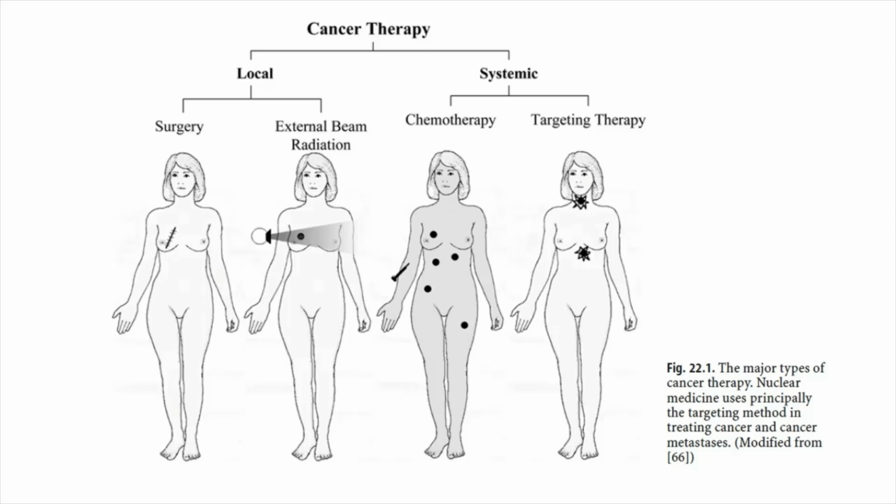So let us have a brief overview of cancer therapy and how we can treat cancer. Cancer therapy can be broadly classified into two different divisions. We can either treat cancer through local intervention or through systemic intervention. In local intervention, we have surgery and external beam radiation therapy, and in case of systemic intervention, we have chemotherapy and targeting therapy. Today's topic will be more focused on targeting therapy using radioisotopes.